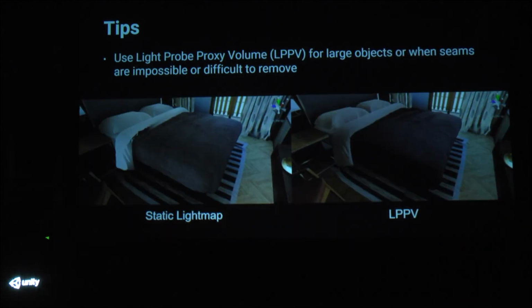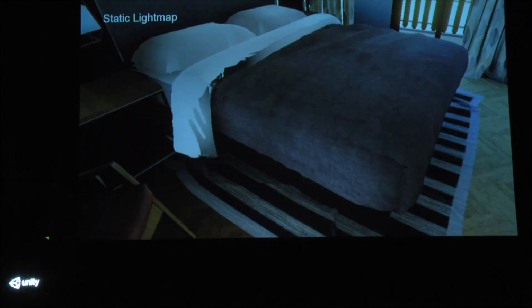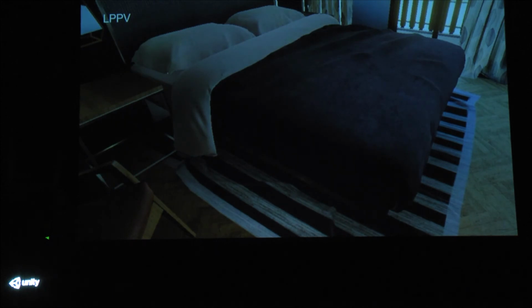And for bigger objects, sometimes it is very difficult or impossible to remove UV seams. So you see on the left here, I have this bed with seams, and as a result, you see artifacts. On the right there, I use a light probe proxy volume instead. So it is not statically baked, but using a light probe proxy volume. Here's a larger image. I couldn't get rid of the UV seams, so it's just impossible. So then using a light probe proxy volume, I got a better result.